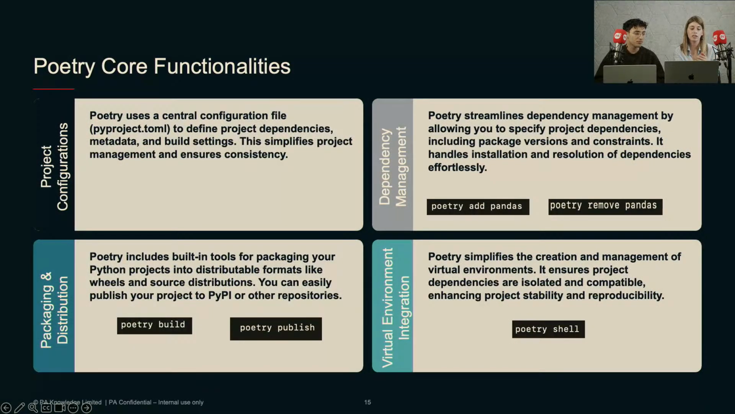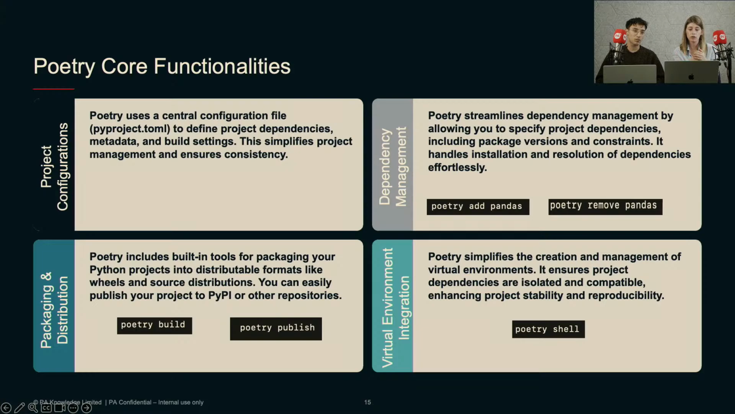So some core functionalities with Poetry. First, project configuration. It uses a central configuration file called a pyproject.toml file to define any project dependencies, metadata, and build settings. It pretty much simplifies your project management and ensures consistency.